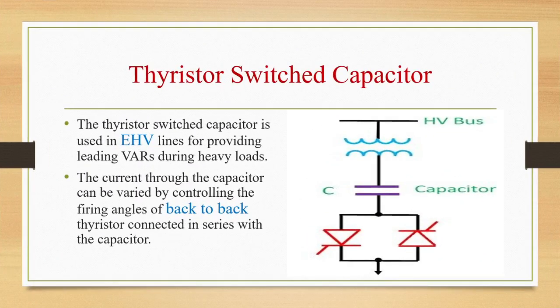Next, thyristor switched capacitor. Thyristor switched capacitor is used in extra high voltage lines for providing leading VARs during heavy loads. Current through the capacitor can be varied by controlling the firing angles of back-to-back thyristors connected in series with the capacitor.